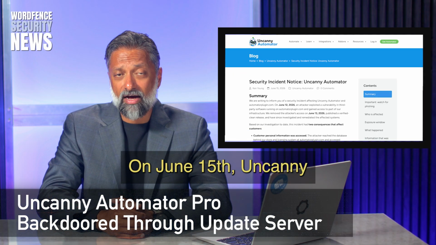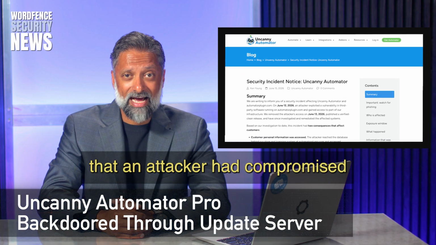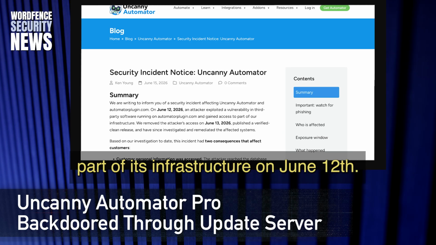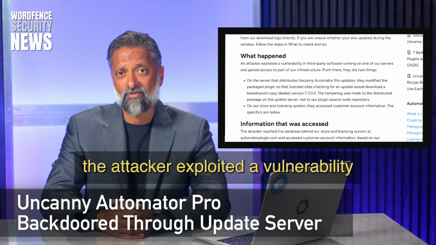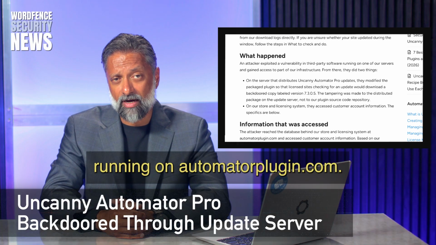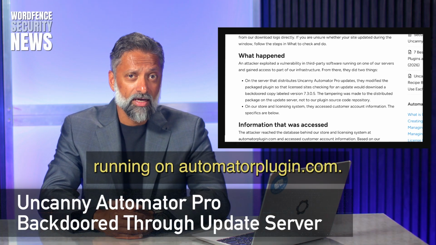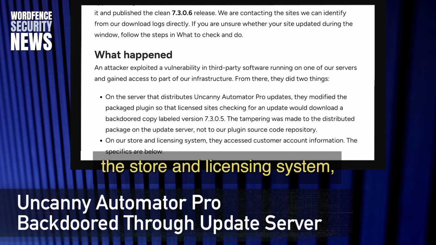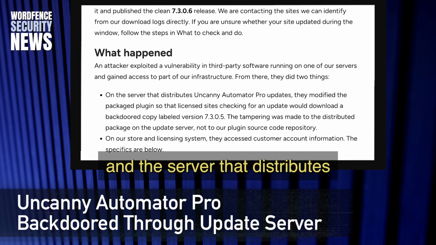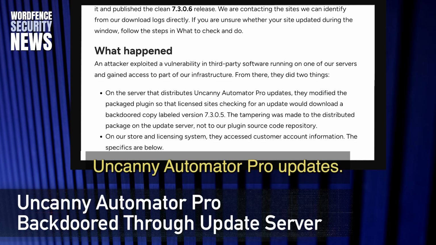On June 15th, Uncanny Automator disclosed that an attacker had compromised part of its infrastructure on June 12th. According to the company, the attacker exploited a vulnerability in third-party software running on automatorplugin.com. From there, the attacker reached 2 sensitive parts of the business: the store and licensing system, and the server that distributes Uncanny Automator Pro updates.